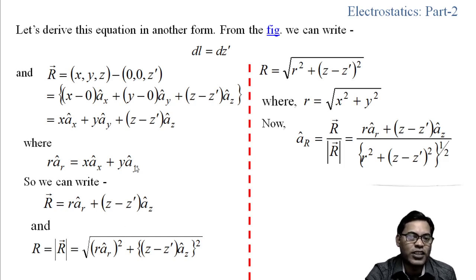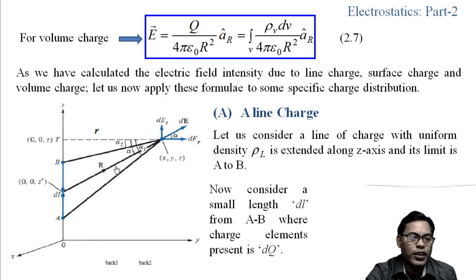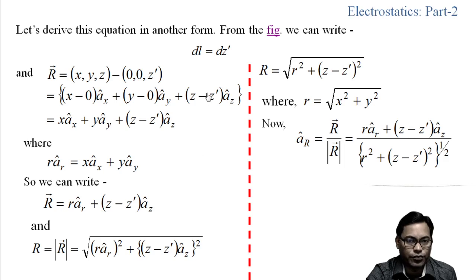So let us consider that from the figure we can write dl equals dz prime, because here dl is very small and its coordinate is z prime. So dl equals dz prime.